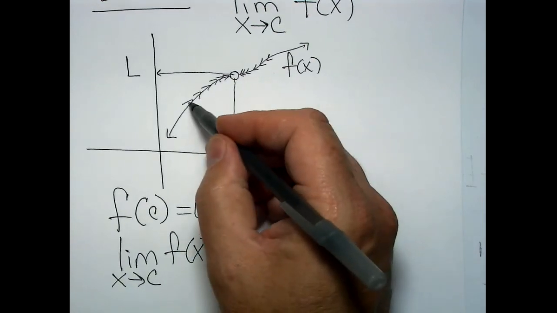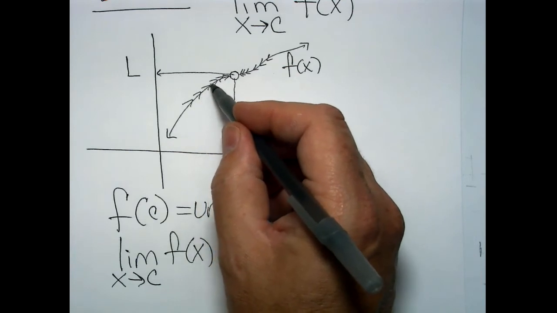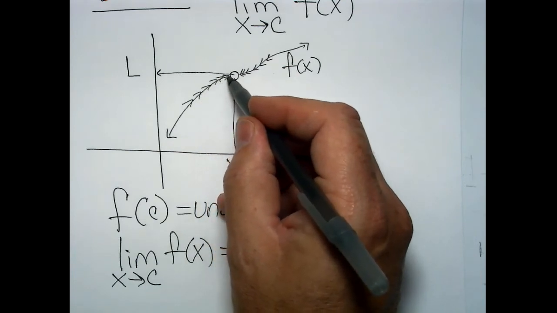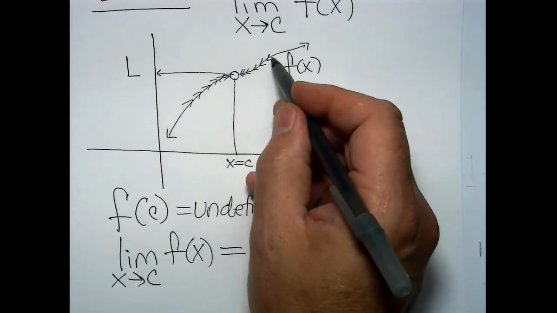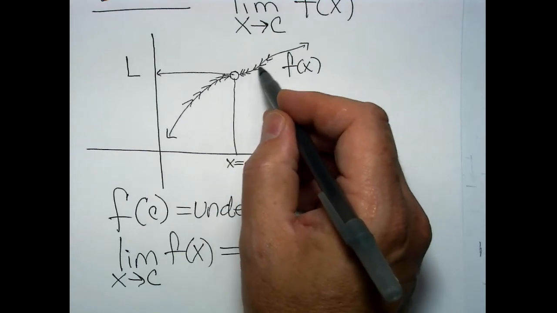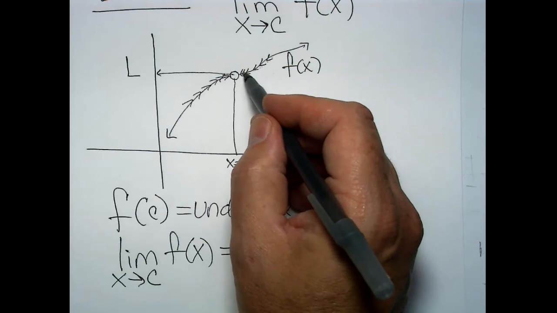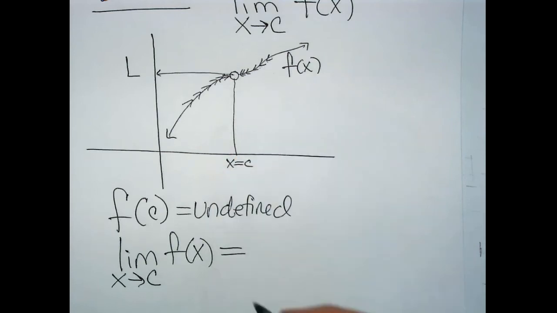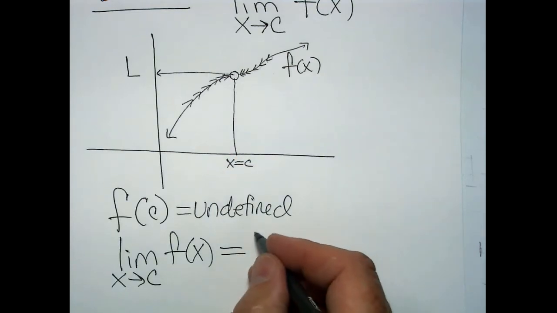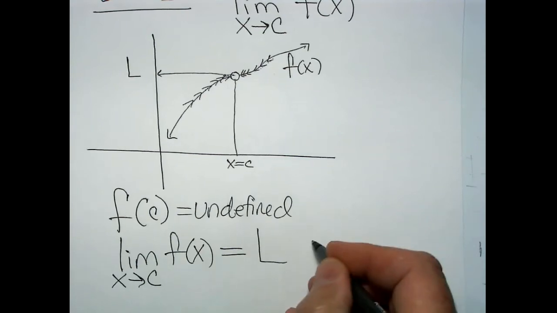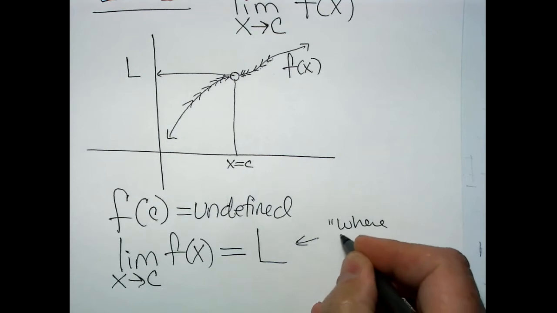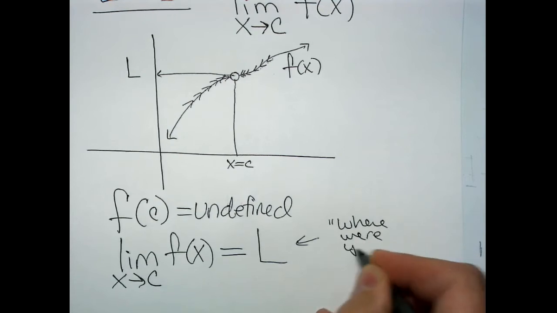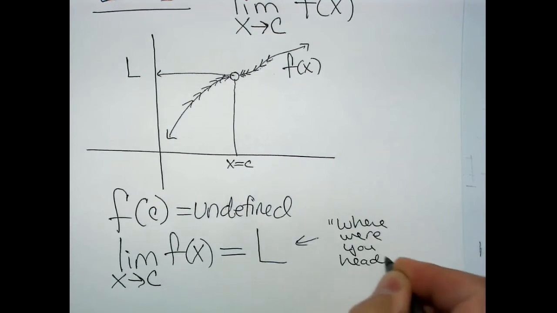Well, as you increase x towards x equals c, the y value is increasing, increasing, increasing. It's really trying to get to y equals L. As you approach x equals c from the right side, the y value is decreasing, decreasing, and it's trying to get to y equals L. So all roads lead to y equals L. So this is the answer to the question, where were you headed in y?